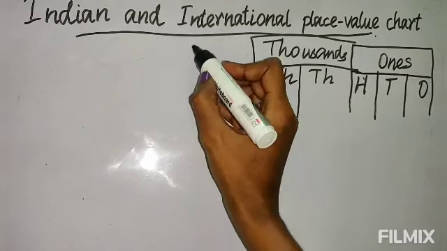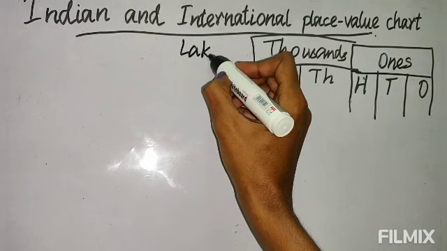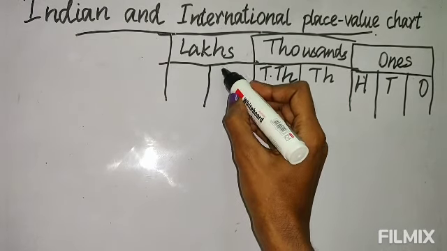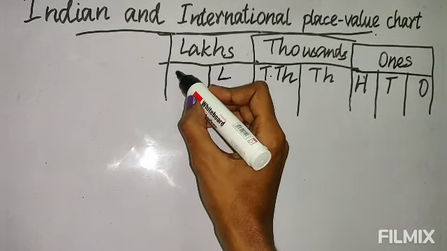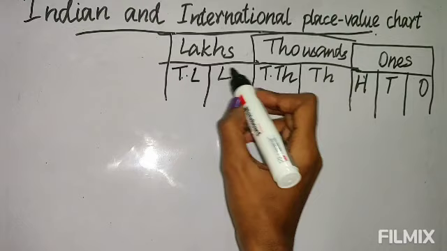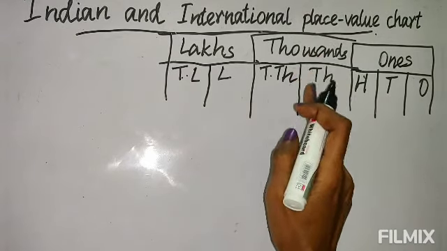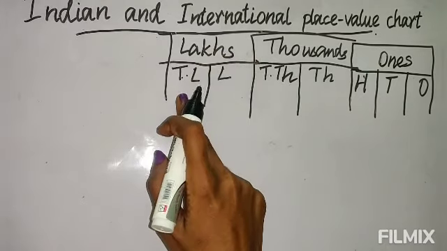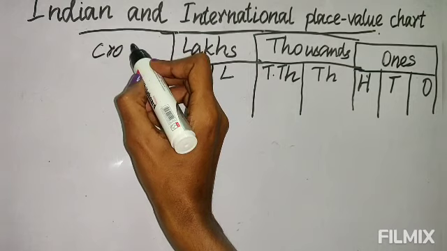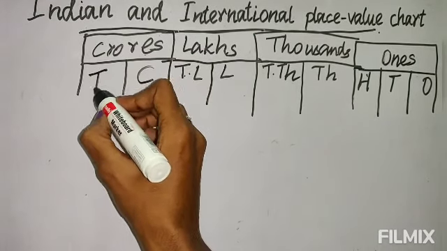Next period is lakh. In the lakh period also we have two places, that is 1 lakh, and another one is 10 lakh. In the thousand and lakh periods you see 1 and 10, 1 and 10. 1000, 10,000, 1 lakh, 10 lakh. The same thing goes for the crores period also. Next one is the crores. So in the crores period we have crore and 10 crore.